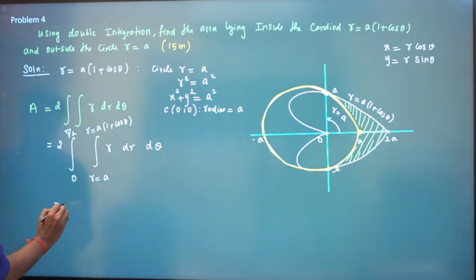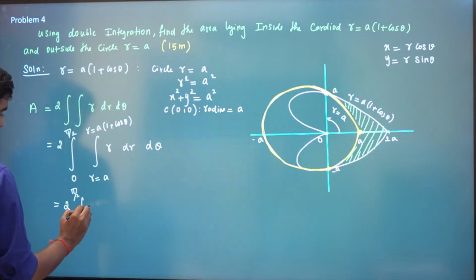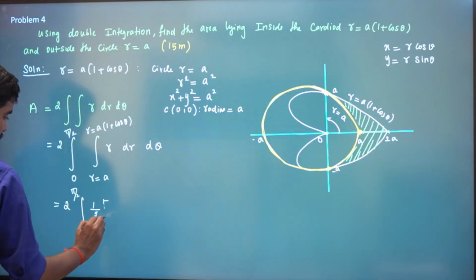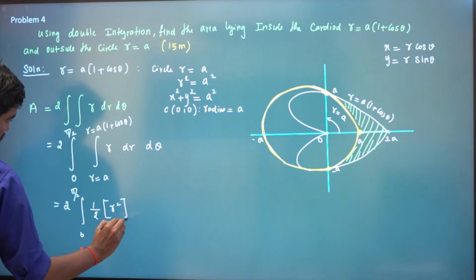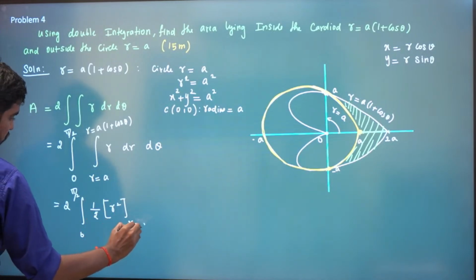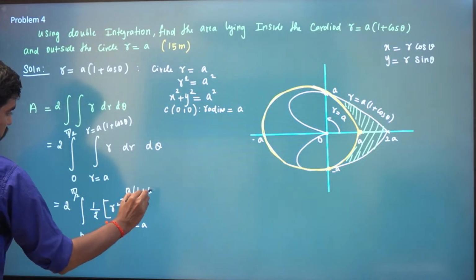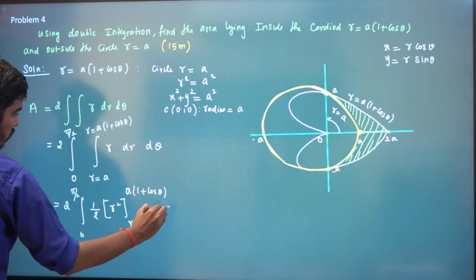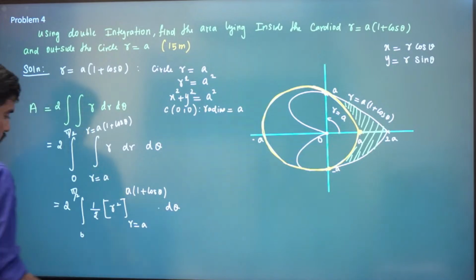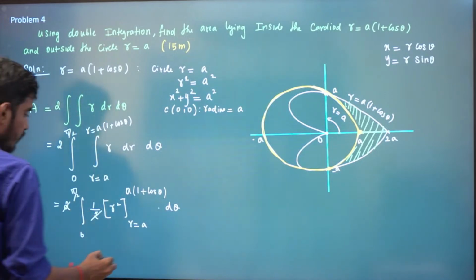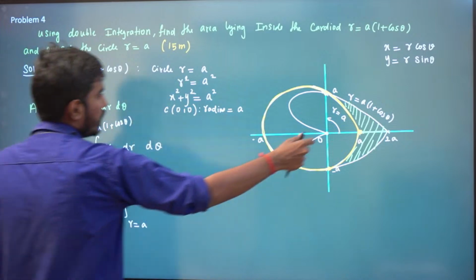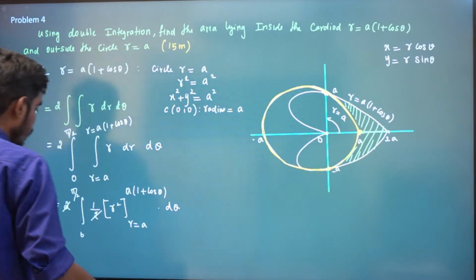So this is 2 times the integration from 0 to pi by 2. The integration of r dr is r square by 2, so 1 by 2 r square, where r varies from a to a times (1 plus cos theta), d theta. So this 2 will get cancelled. I'm putting 2 because I'm finding only this part and then multiplying by 2.